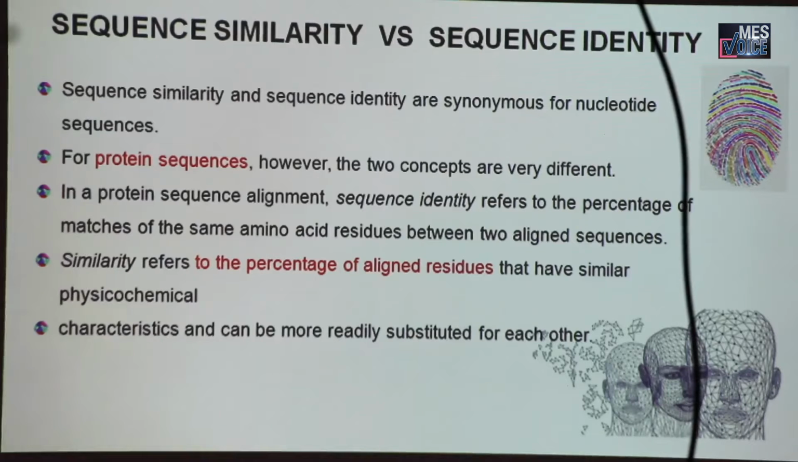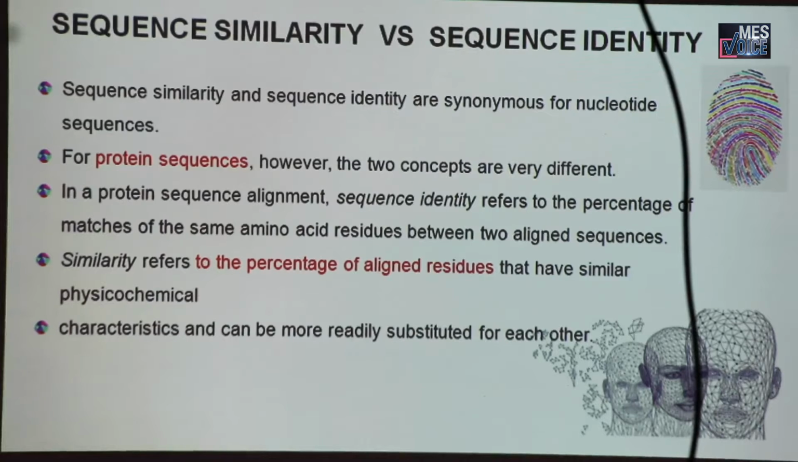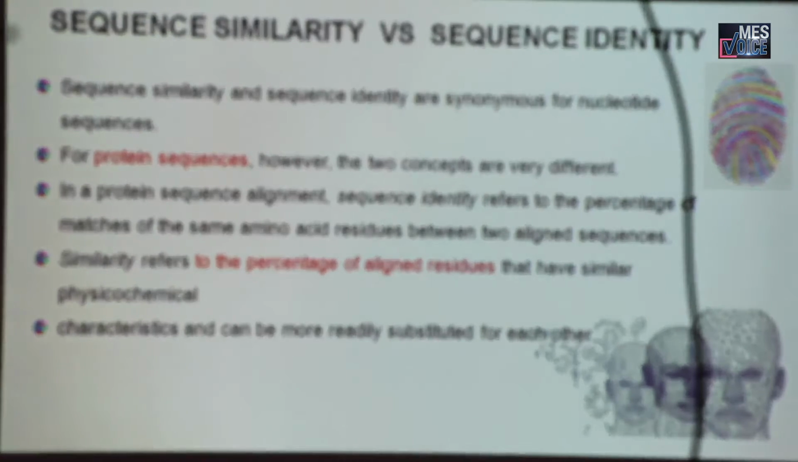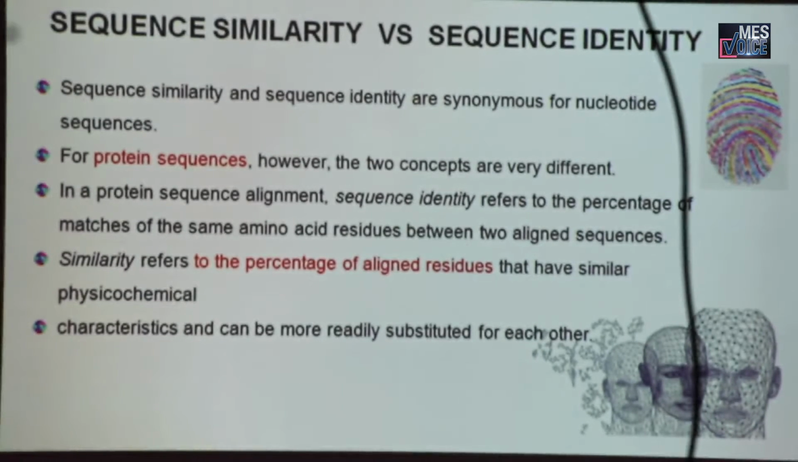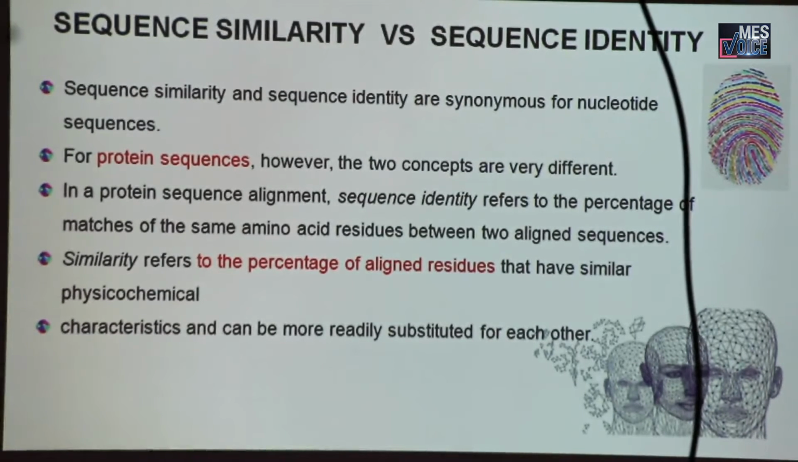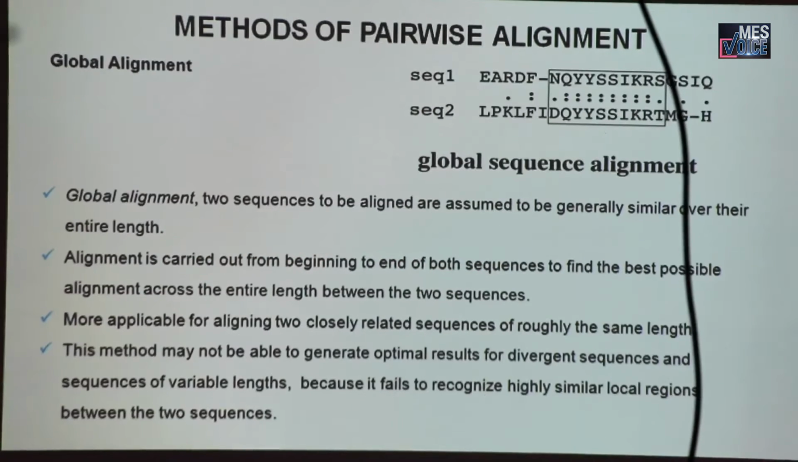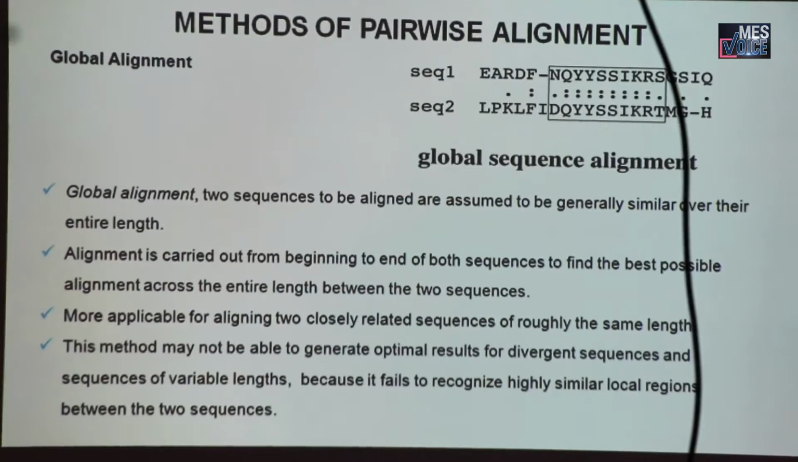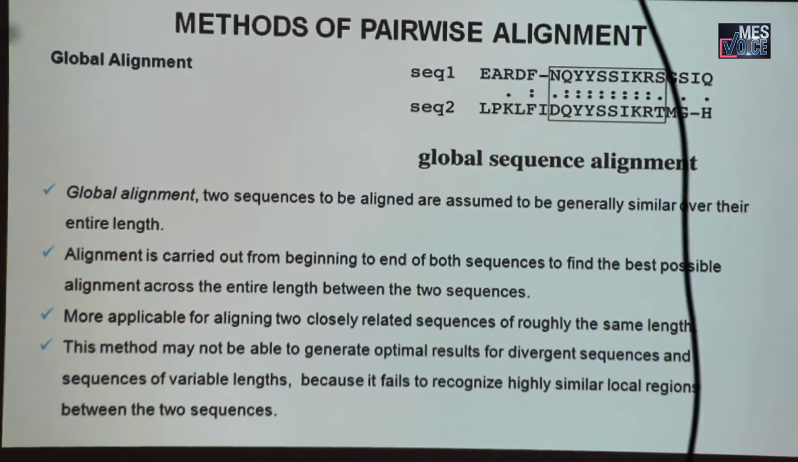Then similarity versus sequence identity. Sequence similarity and sequence identity may feel like synonyms, and they are synonyms for nucleotides, but they are different for protein sequences. As I said earlier, similarity refers to the percentage of aligned residues. Then the methods of pairwise alignment can be global alignment and local alignment.